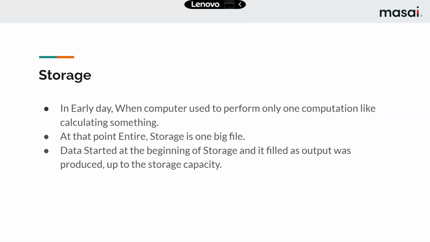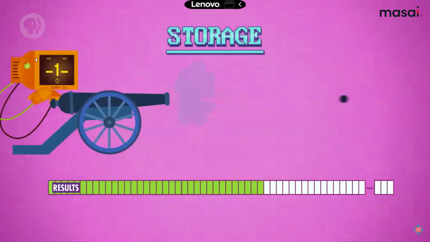There are some points related to storage. The older computers had some limitation: they used to perform only one computation. There were big calculators, big systems which only did calculating operations. You can consider this a big system doing the calculating operation, and this system is attached to one big file.